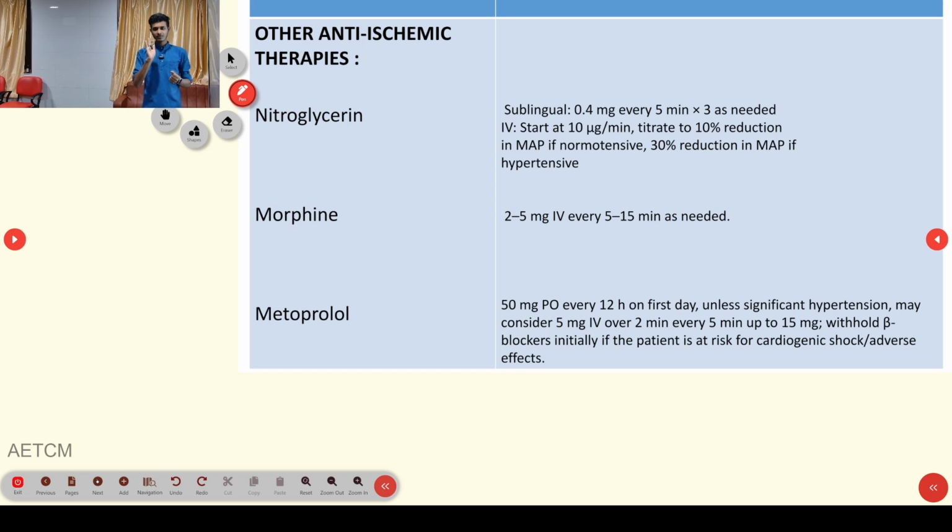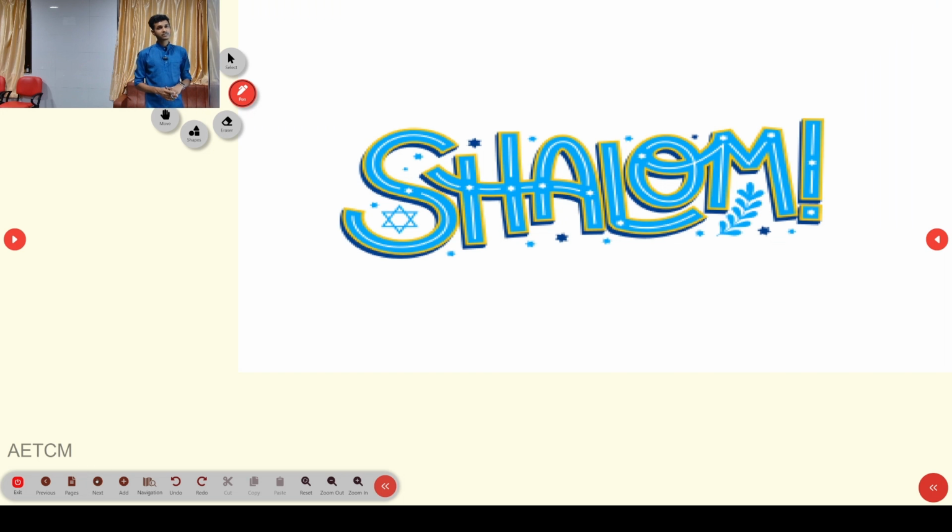So mainly for pre-hospital management, remember the MONA. First administer supplemental oxygen, then sublingual nitroglycerin, then aspirin, and if the pain does not subside, you can go for morphine sulfate. So these are the whole things regarding acute coronary syndrome.